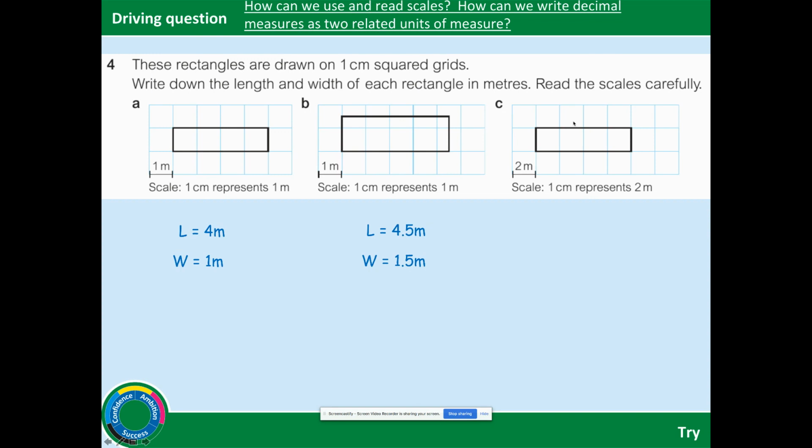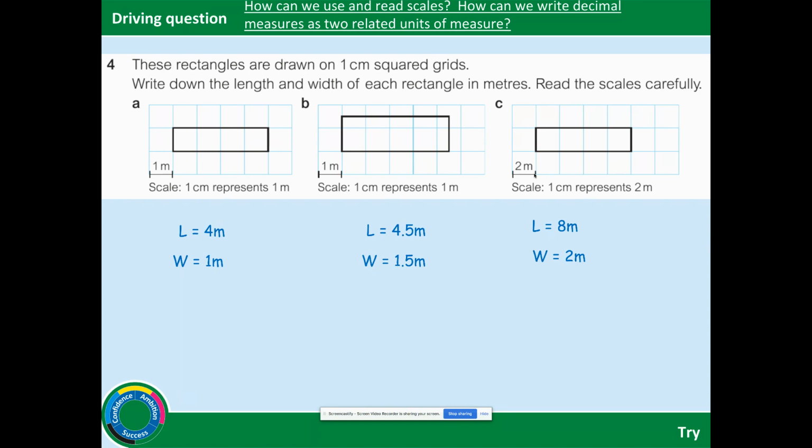If we come along to the last one, our scale is 1 centimetre represents 2 metres. So it's just showing us here 1 square represents 2 metres. So our length is going to be 2, 4, 6, 8 metres long. And our width is just 1 square, which is 2 metres. So our width will be 2 metres.